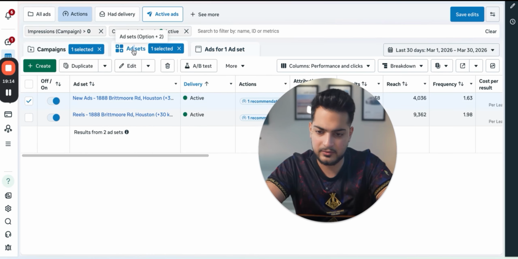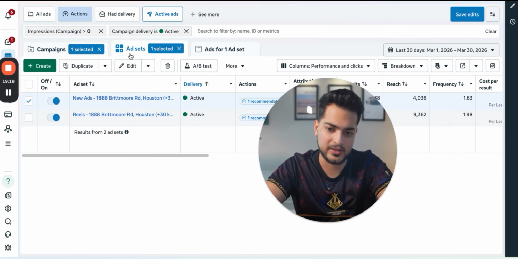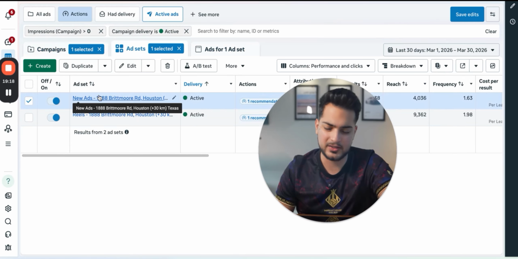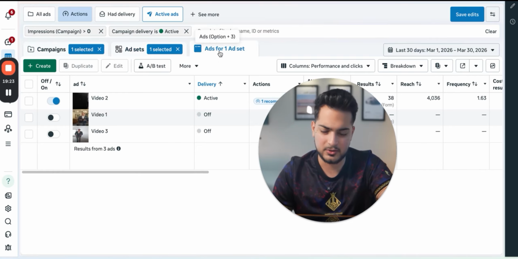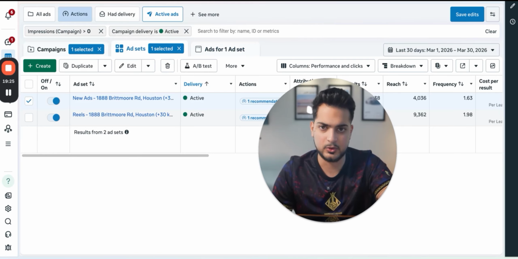And then make sure you only have one ad set. So for a budget of $10, $20, $30 a day, just do one ad set. No need to create multiple ad sets with multiple ads. Just do one ad set with 5 ads in it. That's it. And then you'll be pretty much fine.